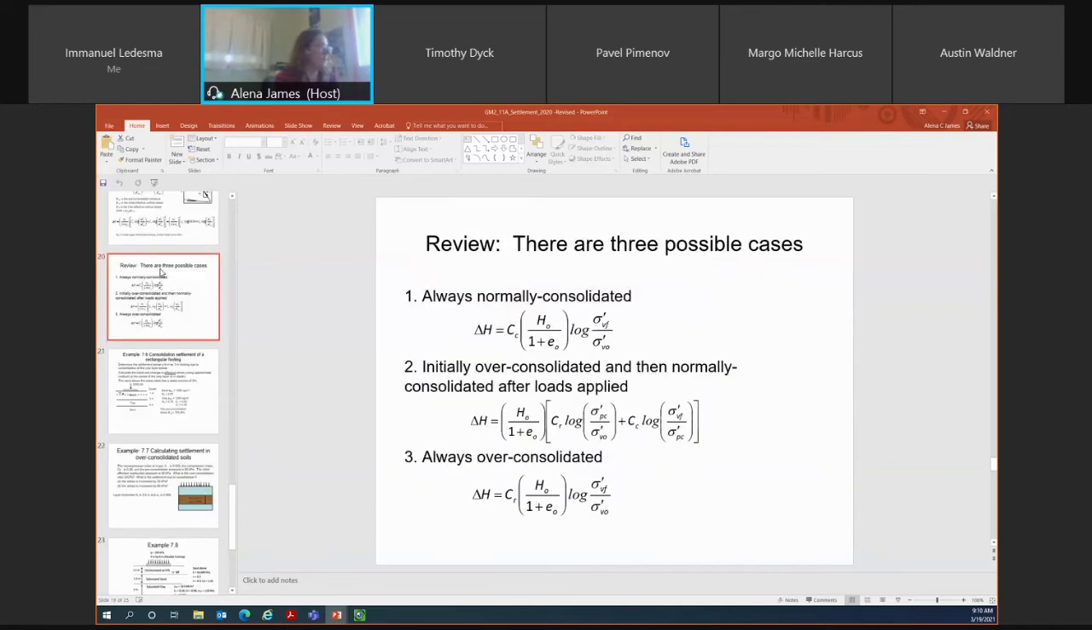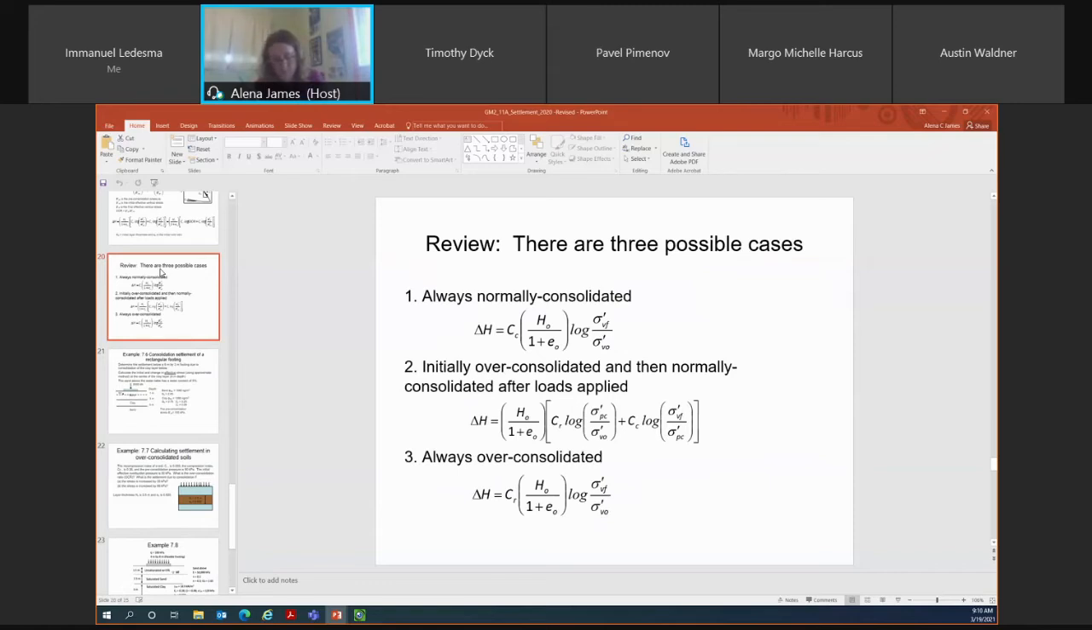And slide number 20 here, it just provides an overview of the 3 consolidation equations that you would use to do your calculations. So this just summarizes the equation for normally consolidated material. For the hybrid option, where your material is initially over-consolidated and then becomes normally consolidated, and then the scenario where your material would always be over-consolidated.